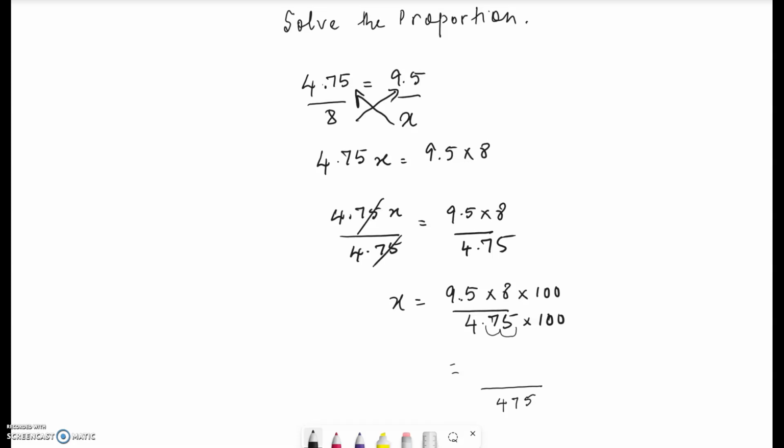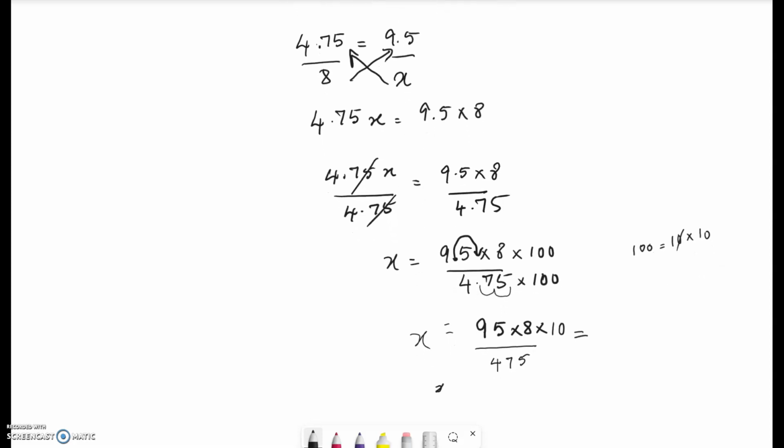In the numerator, we need to multiply 9.5 with 10 to move it one decimal place value to the right. The 8 remains, but instead of 100, which is 10 times 10, one of the 10s has been used to move the decimal point to the right. We are only left with one more. So we need to just simplify this expression, and that would solve for x.